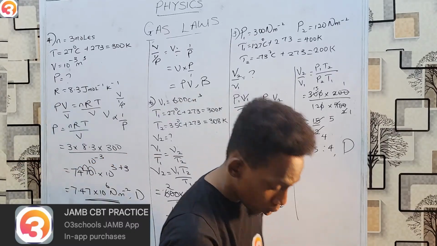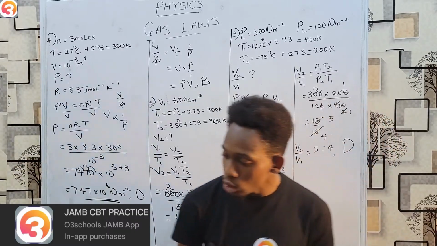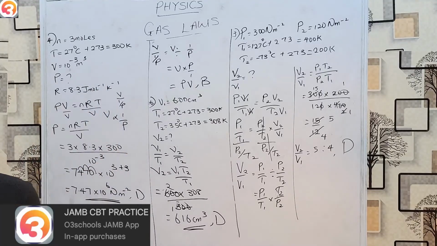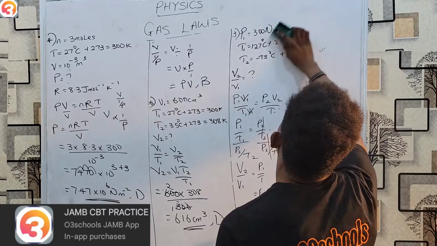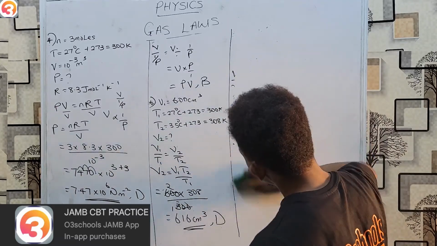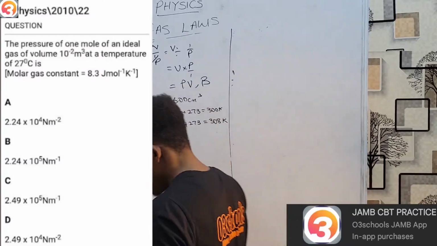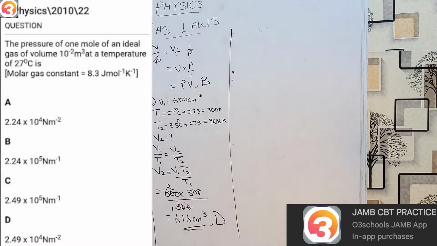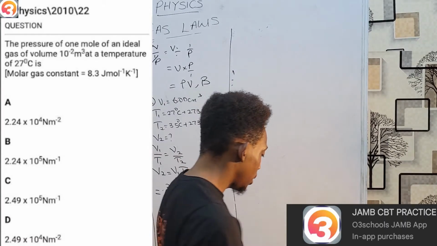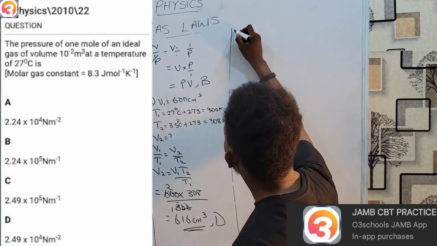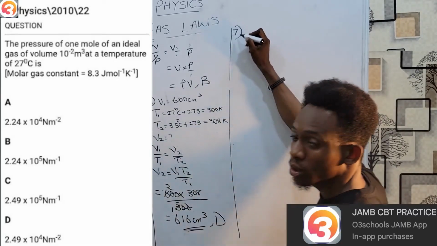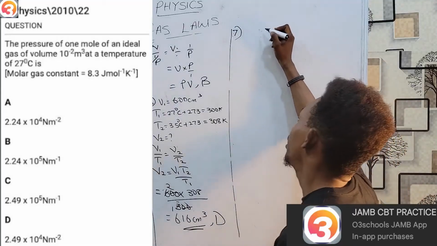Okay. The next question we are looking at now is from the year 2010. We are all the way up to 2010, and this is number 42 of that year. Okay, this one says the pressure of 1 mole of an ideal gas. Again, once we are dealing with ideal gas, we know what to do. We don't need to put in all those numbers like P1 or P2. No, we know we are using PV = nRT.